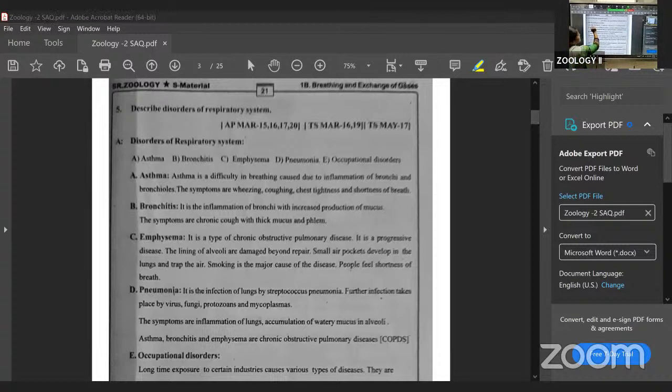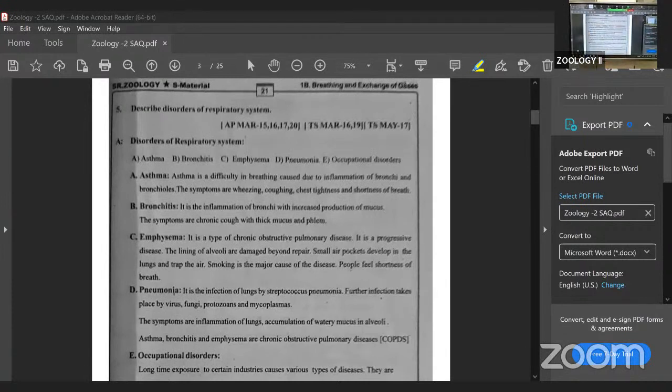The first one is asthma. Second one is called bronchitis. Third one is called emphysema. Fourth one is called pneumonia. And the fifth is occupational disorders.